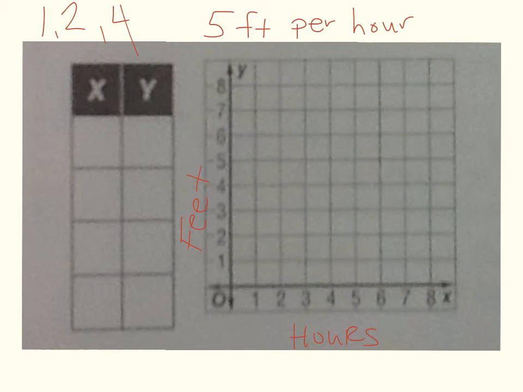So if the x values are 1, 2, and 4, and we know that Mr. Seahorse is traveling at 5 feet per hour, then hopefully you can see that traveling for 1 hour, he's gone 5 feet. Traveling for 2 hours, he's gone 10 feet. And traveling for 4 hours, he's gone 20. Go ahead and graph that. And I messed up because I'm using the wrong graph. All right, hold that thought.